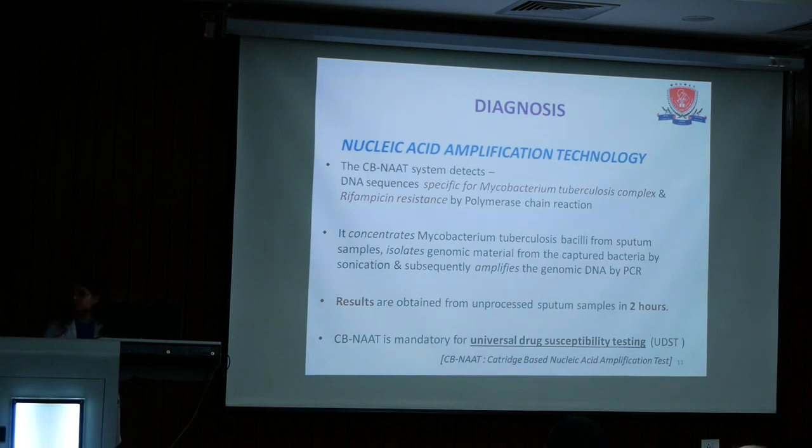Now, diagnosis by nucleic acid amplification test. The CB-NAT, that is cartridge-based nucleic acid amplification test system, detects the DNA sequences that are specific for Mycobacterium tuberculosis complex and rifampicin resistance by the polymerase chain reaction. It concentrates the Mycobacterium tuberculosis bacilli from the sputum samples, isolates its genetic material from the captured bacteria by sonication, and subsequently amplifies the genomic DNA by PCR. Results are obtained from unprocessed samples in 2 hours. And CB-NAT is mandatory for the universal drug susceptibility testing.